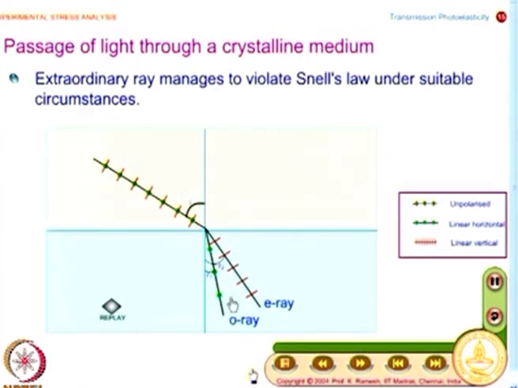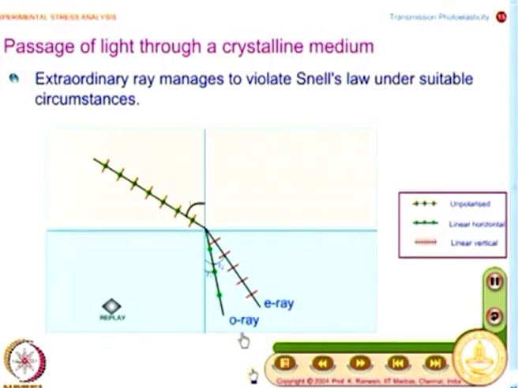First observation is, for one incident ray I have two refracted rays. One is labeled as ordinary ray, another is labeled as extraordinary ray. And if you look at how these rays are depicted, can you tell me the difference between the incident ray and the refracted rays?